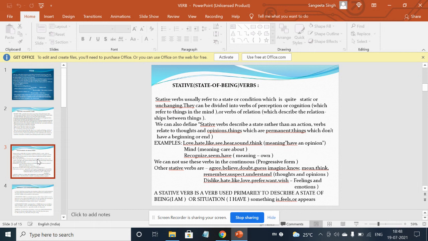Other stative verbs are agree, believe, doubt, guess, imagine, know, mean, think, remember, suspect, understand, which are thoughts and opinions; and dislike, hate, like, love, prefer, want, wish. These are feelings and emotions. A stative verb is a verb used primarily to describe a state of being. It is I am or situation. Means I have something that is, feels or appears.